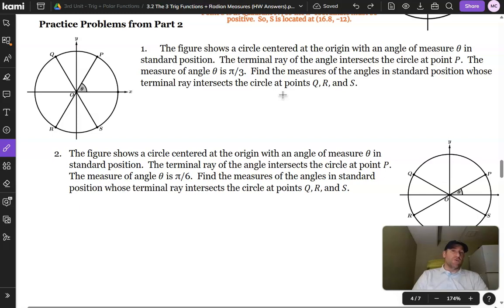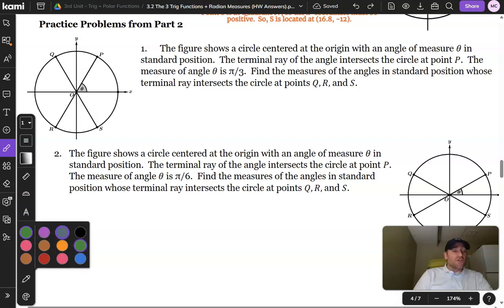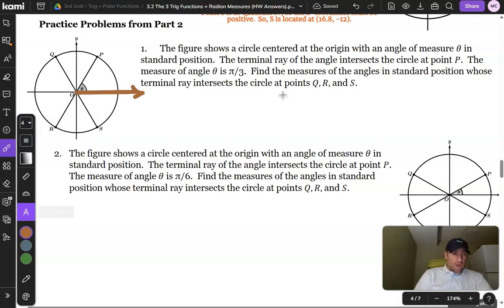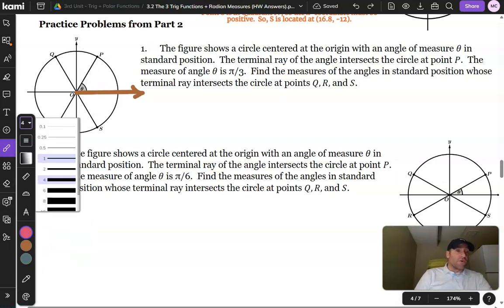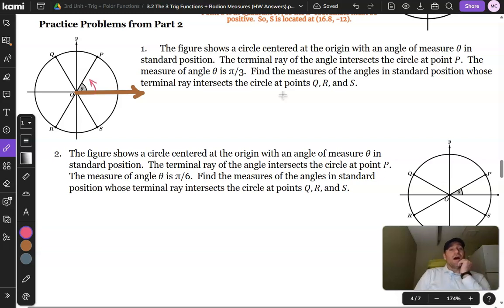All right, now with part 2, we are dealing with radian measures. Same stuff still applies. Our initial ray is still the positive side of the x-axis, and we are still sweeping counterclockwise through quadrant 1 until we hit whichever angle that we're looking for, and we're calling it theta. Now to get to point P, we are told that that angle measure is pi over 3.